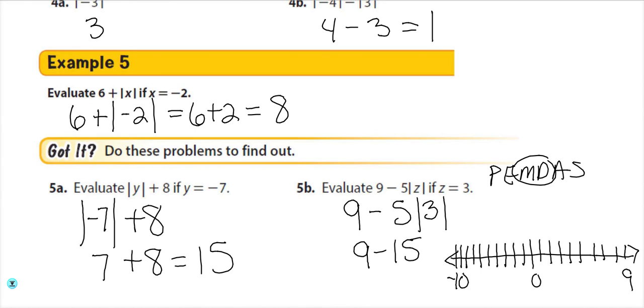So if I'm at 9, right here, and I need to jump back 15 spaces, right? Because subtraction means to go towards the left of the number line. So we need to jump back 15 spaces. So we're going to go 1, 2, 3, 4, 5, 6, 7, 8, 9, 10, 11, 12, 13, 14, 15. Well, where did we end up at? This was -1, -2, -3, -4, -5, and this makes -6. All right, so I ended up at -6. All right, and that's it.